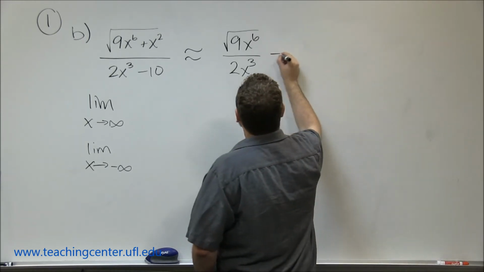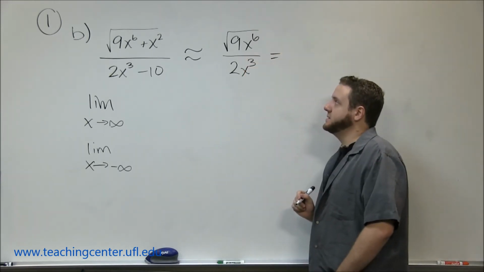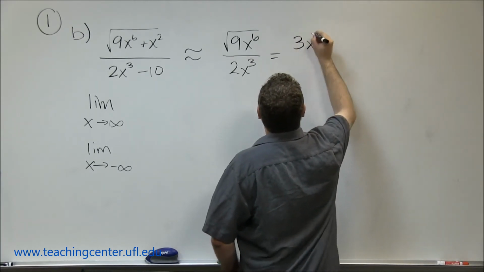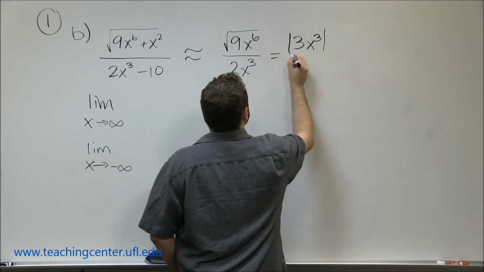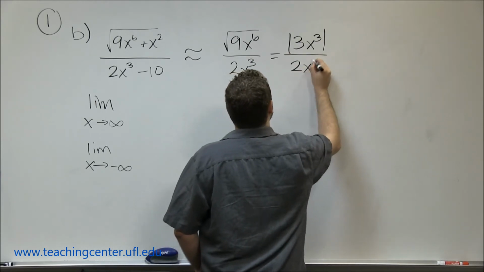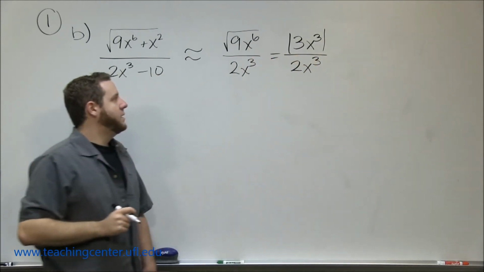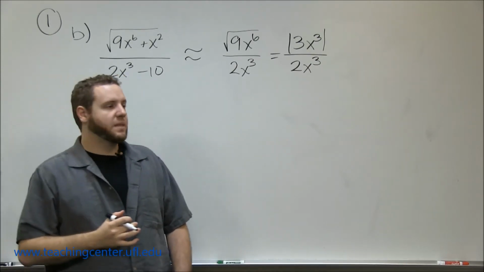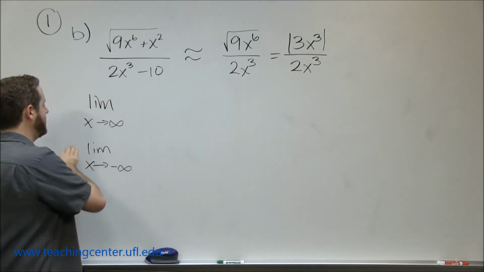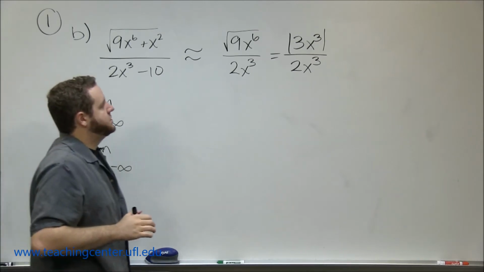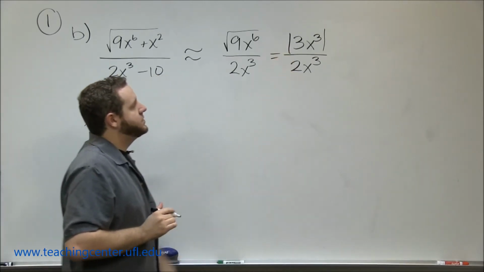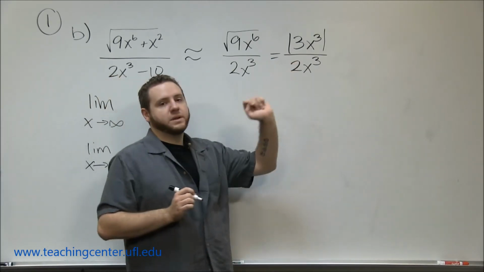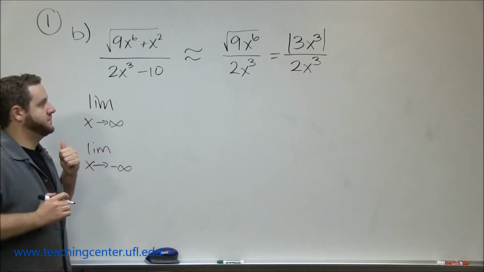So when we take the square root of 9x to the 6th, that would be 3x cubed. But the important thing that we need to remember is that it is actually an absolute value because we have the square root there. It's possible that would be positive or negative. That's going to matter when we do our limits. So this is our simplified version of this function, and now we can try to do our limits.